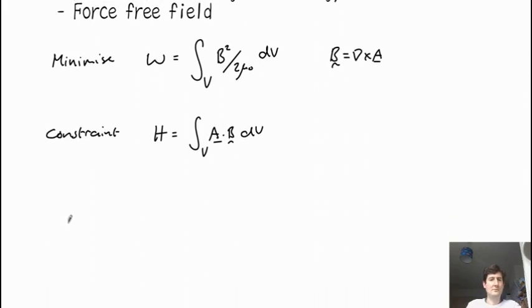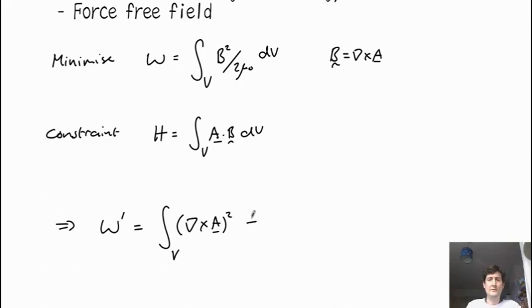And so what we're going to do is use the Lagrange multiplier method. So we minimize a different function called W prime. Here I'm just dropping the 2 mu naughts, so I'm just going to keep the B squared, and B is curl of A, so this is just curl of A squared. And then I'm going to integrate that over the volume. So that is the magnetic energy.